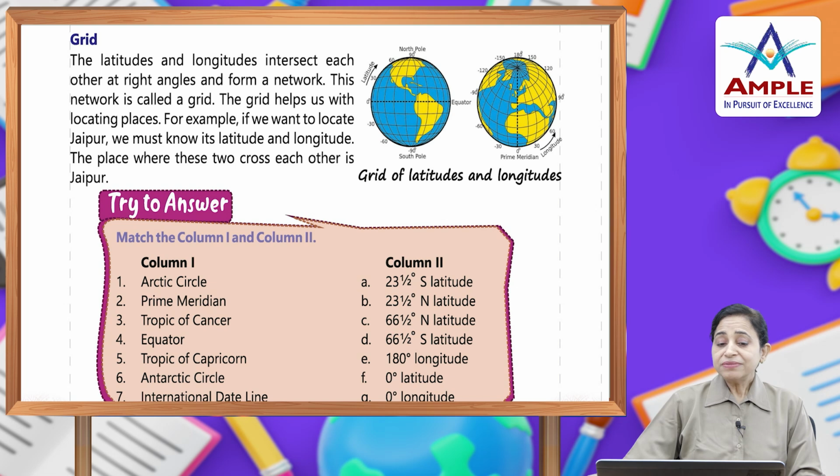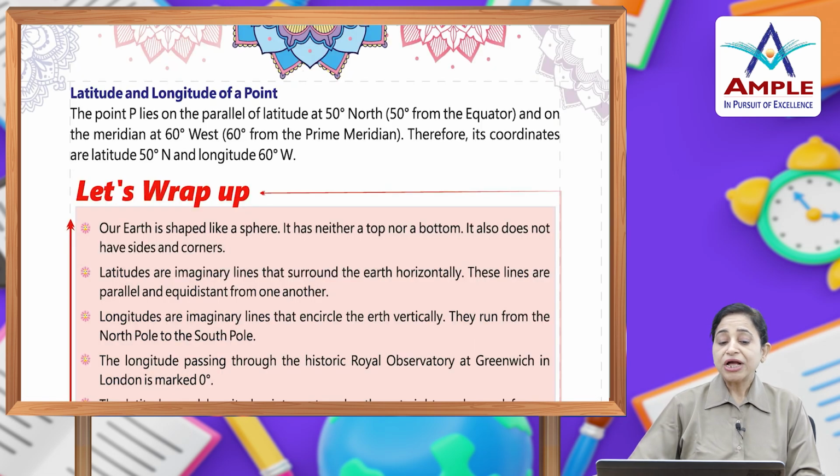Try to answer, match the column 1 and column 2. And you have now latitude and longitude of a point. The point P lies on the parallel of latitude at 50 degree north, 50 degree from the equator, and on the meridian at 60 degree west, 60 degree from the prime meridian. Therefore, its coordinates are latitude 50 degree north and longitude 60 degree west.